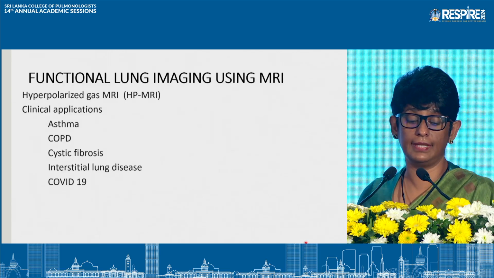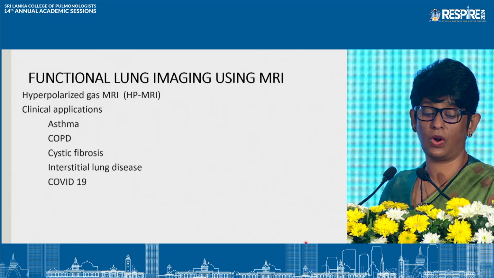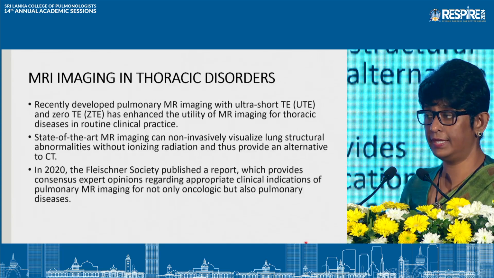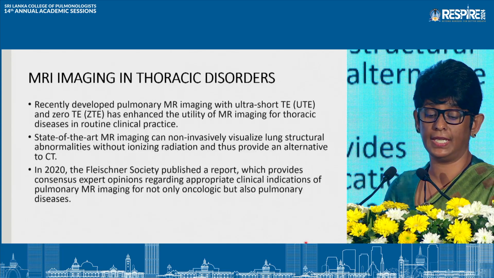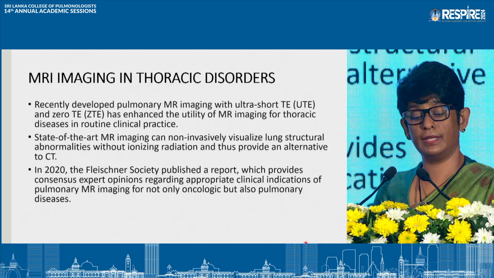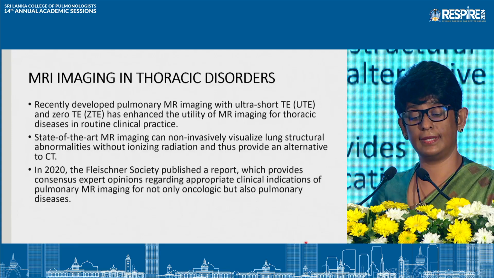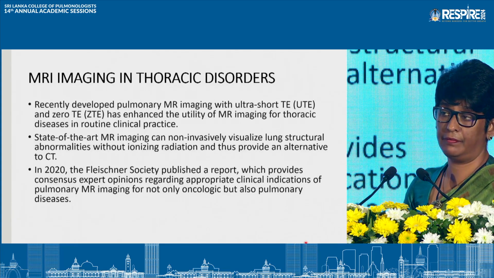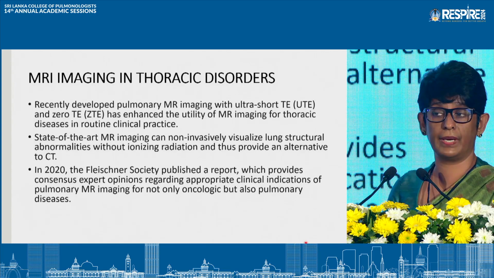Right, so these are the clinical indications for lung functional imaging. So lastly, I would take up MRI imaging in thoracic disorders. Now, there are a few sequences that were developed very recently, and those are called ultra-short TE and zero TE, which are meant for imaging of the lung parenchyma.